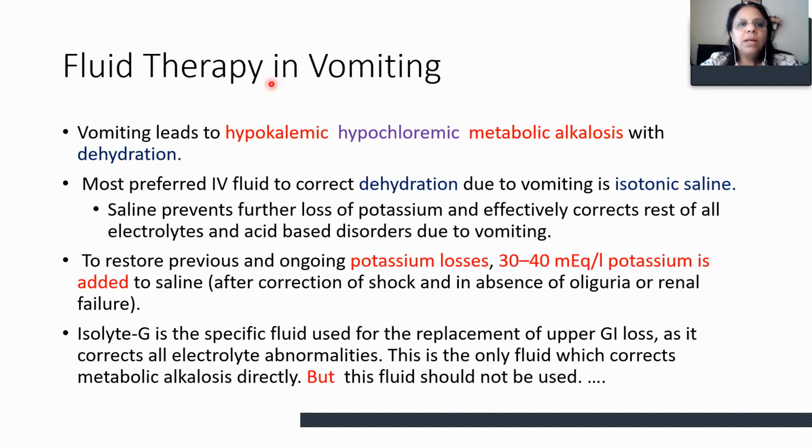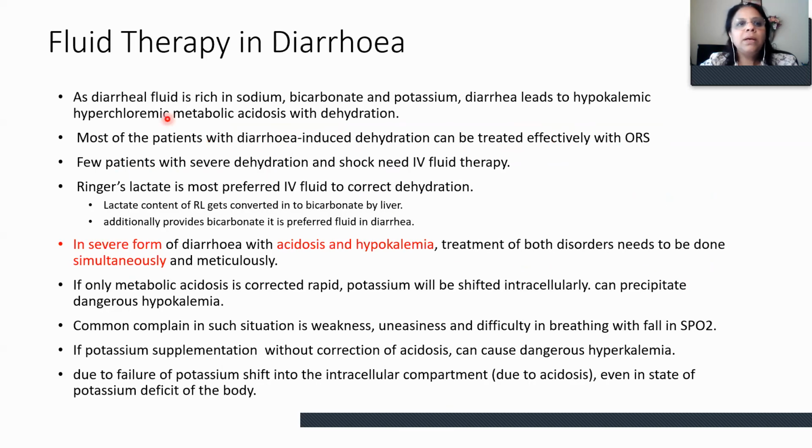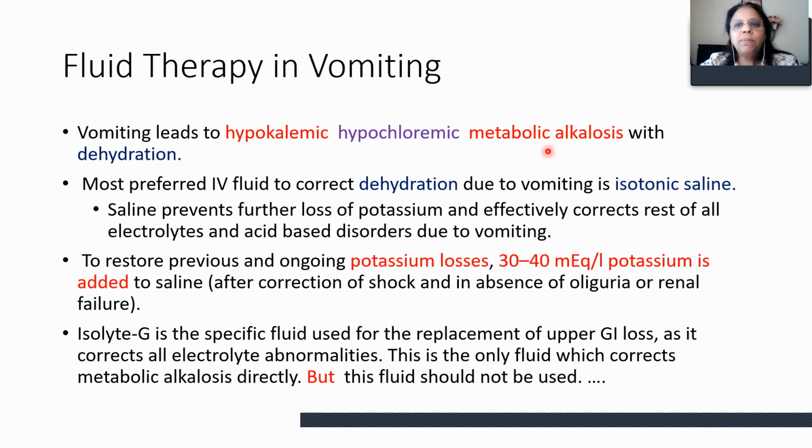Okay. Fluid therapy in vomiting, because they lose potassium and chloride, with hypokalemia and hypochloremia also, with metabolic alkalosis. The diarrhea patient goes into metabolic acidosis mainly with dehydration, and this one goes into metabolic alkalosis mainly. So the most preferred IV fluid to correct dehydration due to vomiting is isotonic saline, right? The saline prevents further loss of potassium and effectively corrects the rest. Say prevents, it is not making potassium, but preventing the loss.